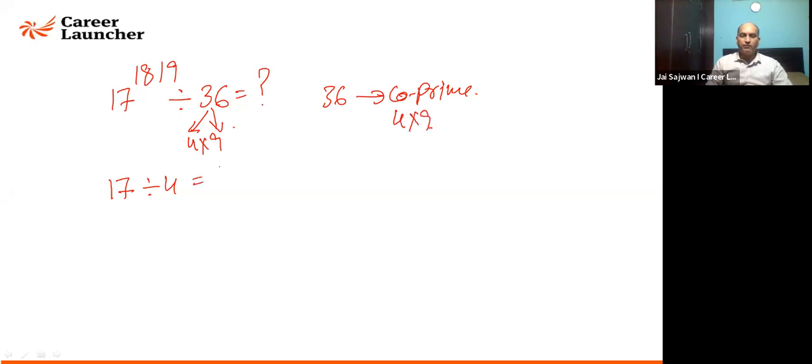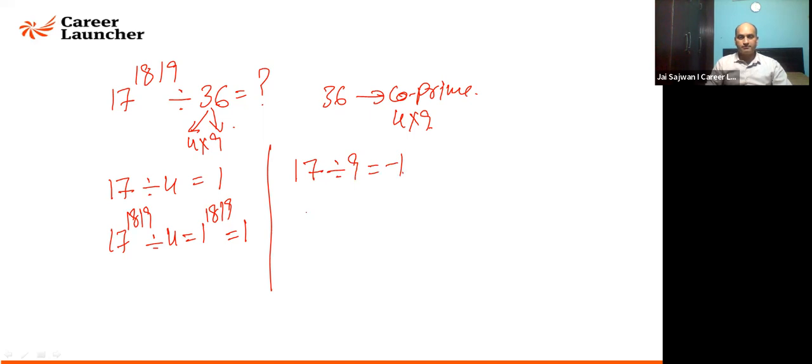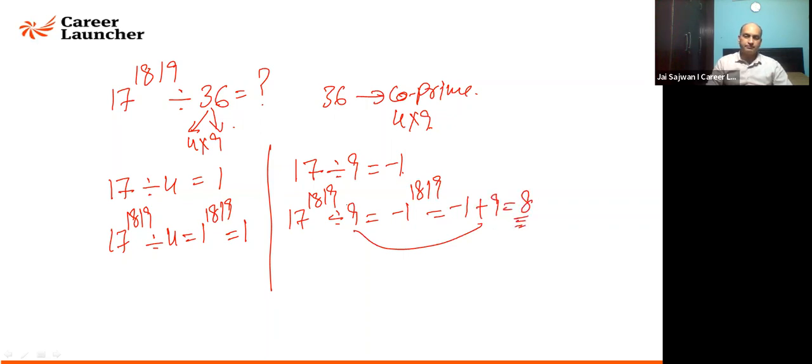So 17 divided by 4, remainder is 1. 17 to the power of 18, 19, when divided by 4, is 1 to the power of 18, 19, which is 1. Okay. This is one part. Second part here is 17 divided by 9, remainder is minus 1. 17 to the power of 18, 19, which is an odd power, that is also minus 1. I'll add divisor to it, remainder is 8.